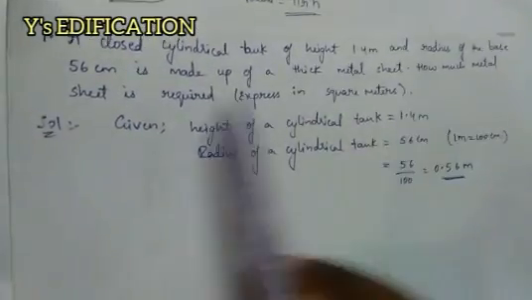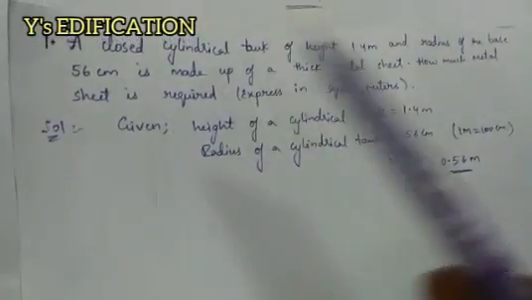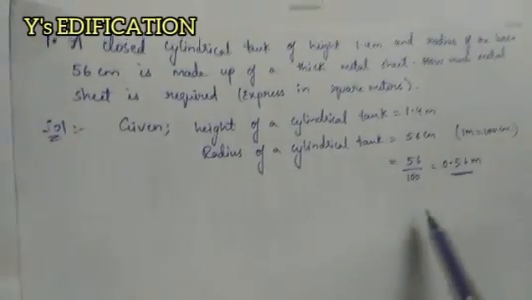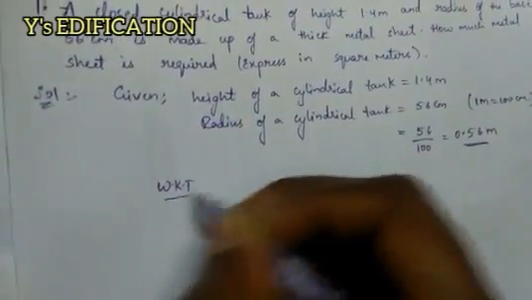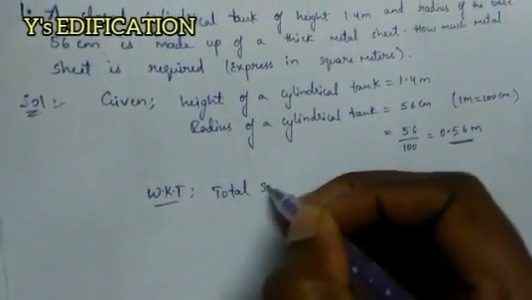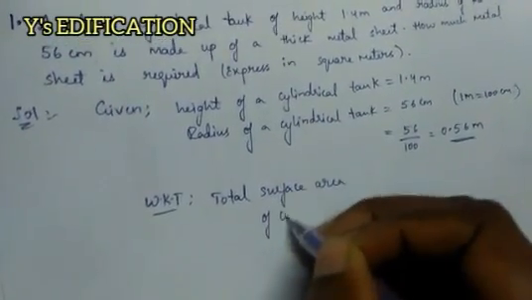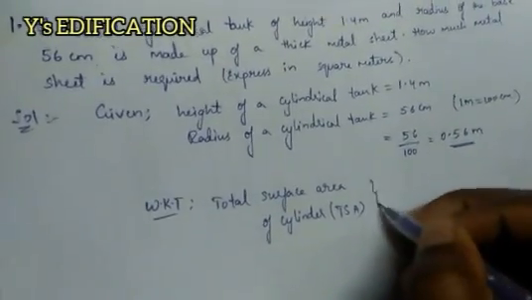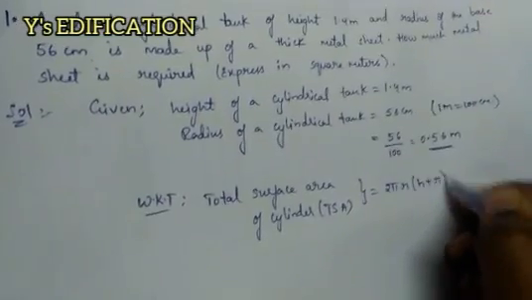Next, how much metal sheet is required? How much metal sheet is required for the whole cylinder? That means we have to find out the total surface area of a cylinder. So what is the formula we already discussed previously? Total surface area of cylinder, TSA. So what is the formula? 2 pi r into h plus r.